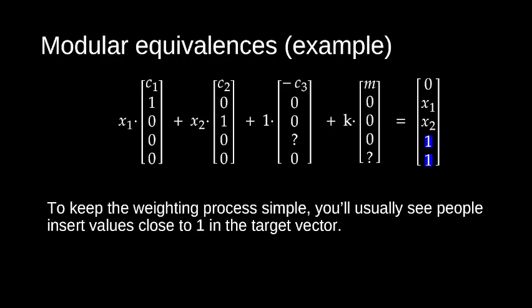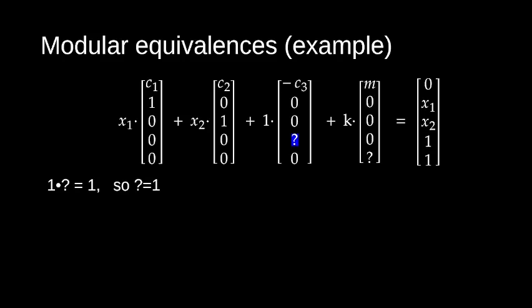And to keep the weighting process simple, you'll usually see people insert values close to 1 in the target vector because they like to normalize bigger values down to 1. So if we have 1s here, then let's figure out what these would be. So we have 0 plus 1 times question mark plus 0 equals 1. So this must be a 1. And then we have 0 plus 0 plus 0 plus k times question mark equals 1. So question mark would be 1 divided by k.